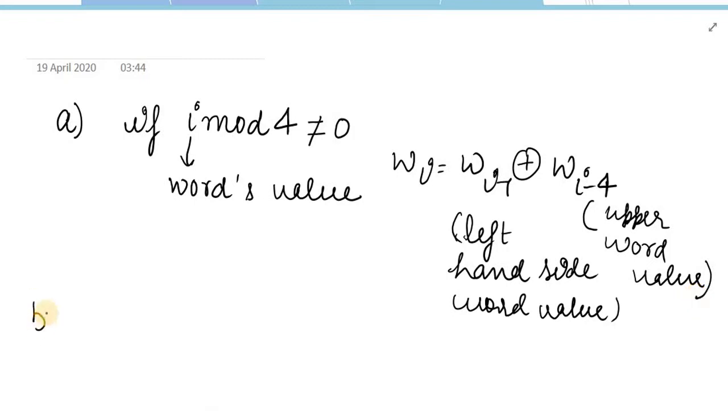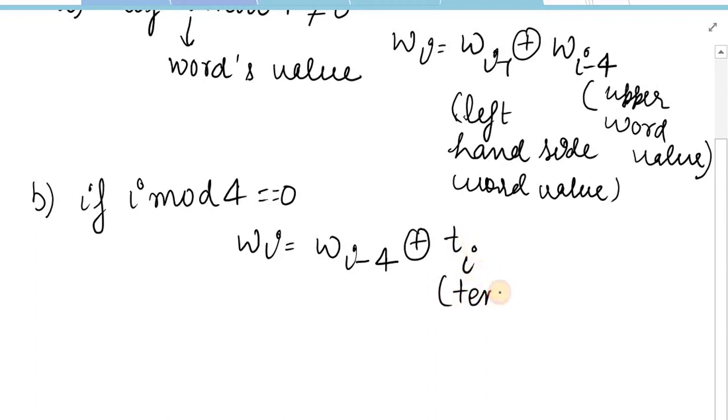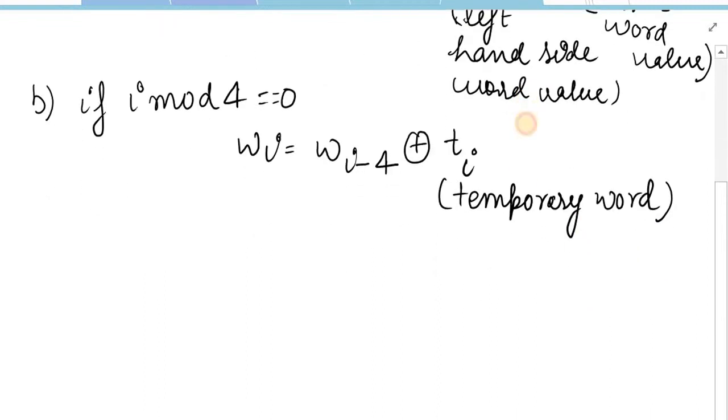And the second case is if i mod 4 is equal to 0, that is, i is divisible by 4. If it is divisible by 4, then the value of Wi would be Wi minus 4 XOR Ti, where Ti is the temporary word. I will elaborate with an example, so don't worry, just please listen.